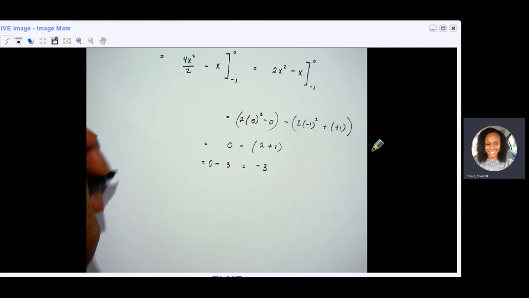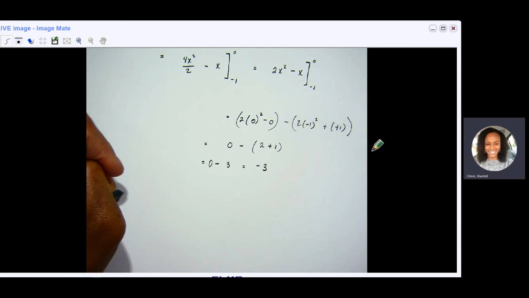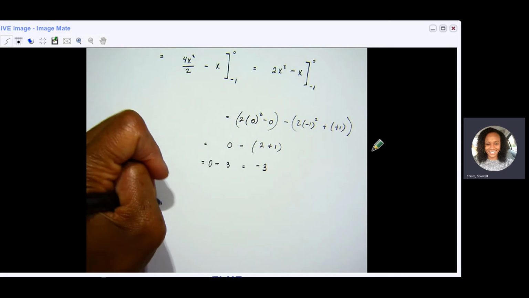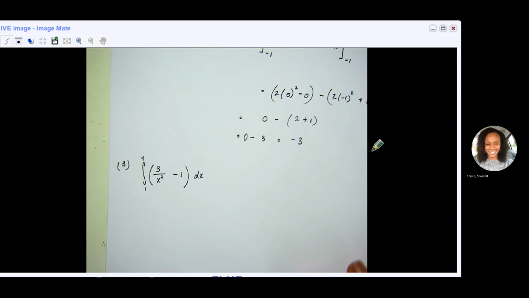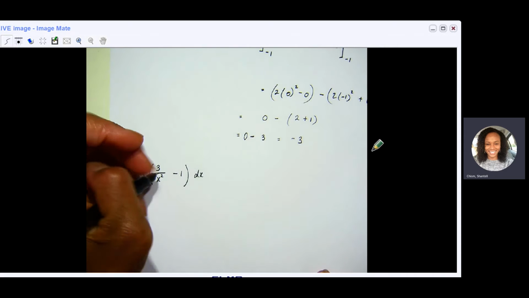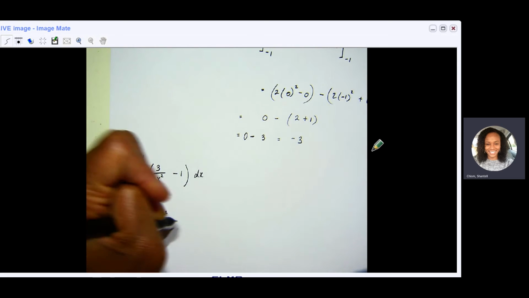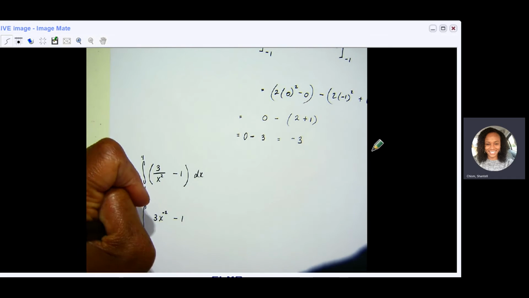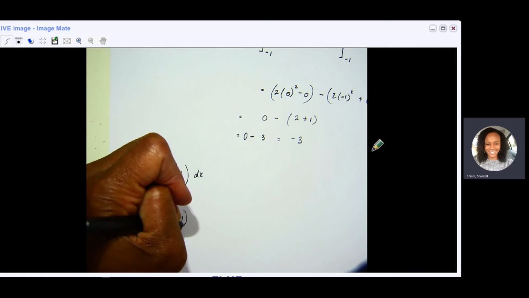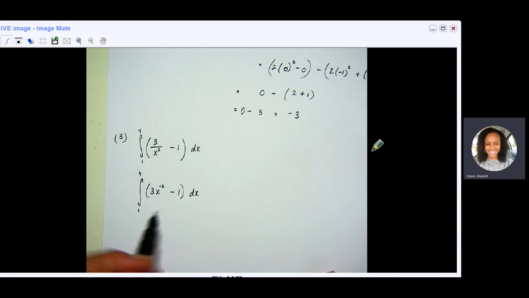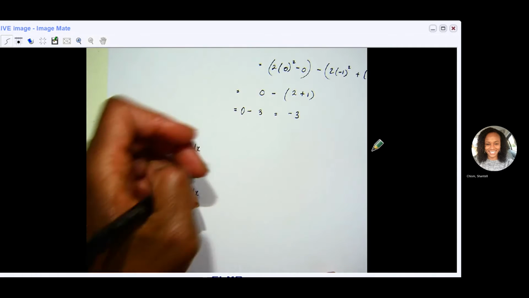It says evaluate the definite integral from 1 to 4 of 3 over x squared minus 1 dx. Okay? So the first thing I'm going to do is bring this x squared to the top, make that a negative x squared. Now I'm ready to actually integrate.